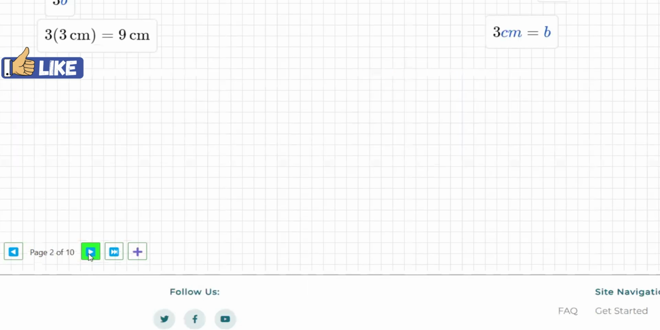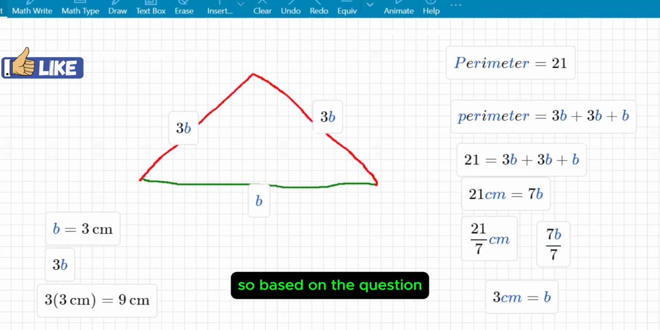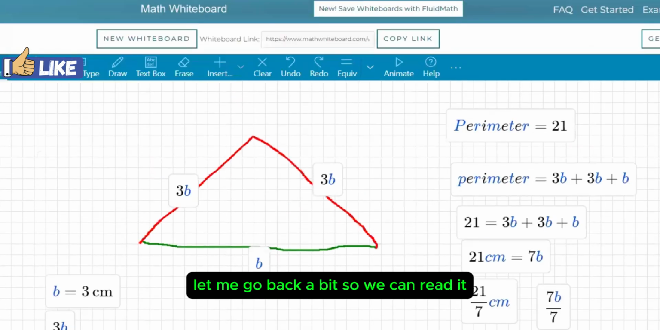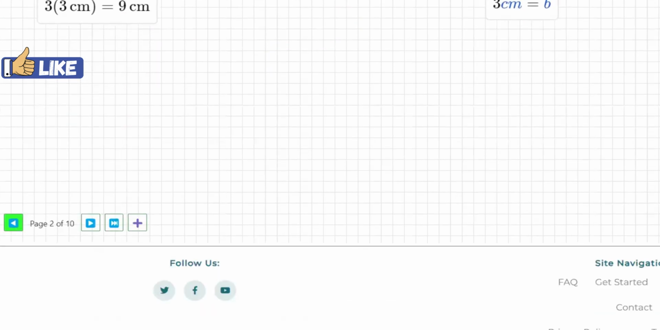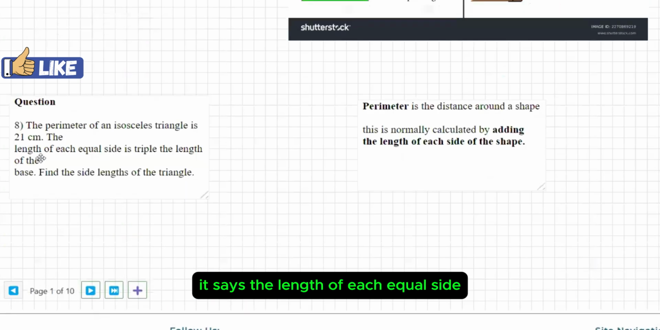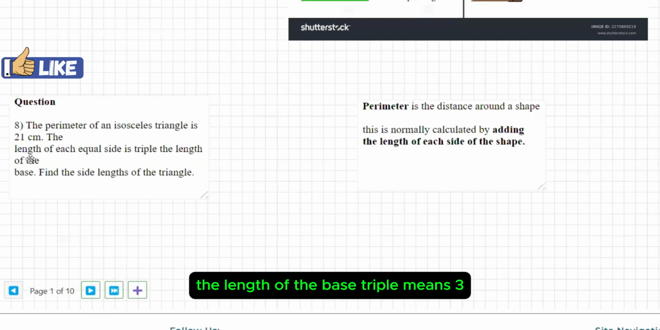Next page. Based on the question, let me go back a bit so we can read it. It says the length of each equal side. Remember, isosceles, two of the sides are measuring the same. So they say the length of each equal side is triple the length of the base. Triple means 3. So it is 3 times the length of the base.